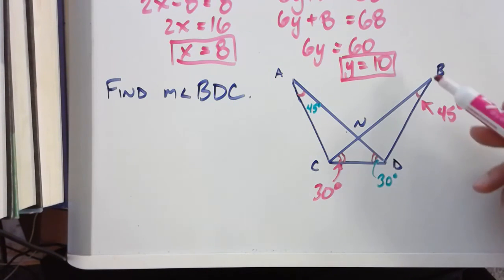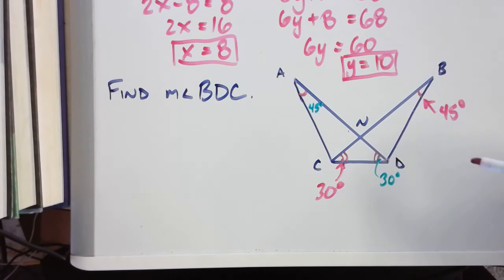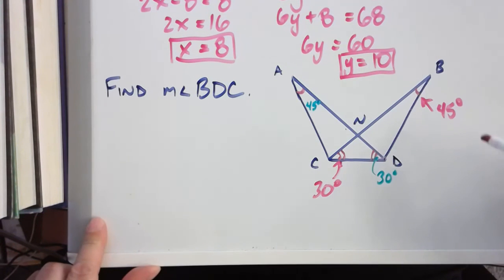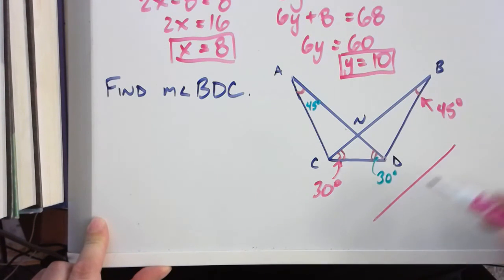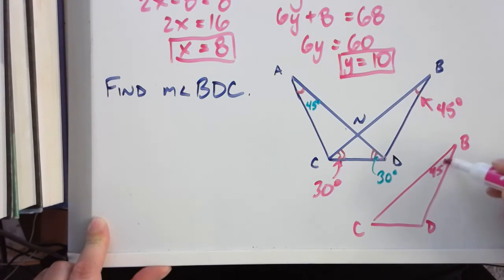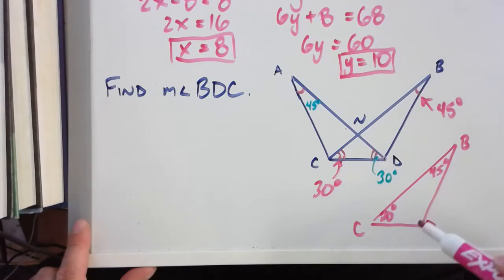And so if I'm focusing just on BDC, this guy right here, each of the 3 angles has to add to 180. Well, now I know 2 of them, 45 and 30. So it can help to do this. I can separate this out. There's BDC. We know this guy's 45. We know this guy's 30. I can use that information to find angle D here. Now, obviously, this is a far more simplified version, but it's still the same end goal, BDC.